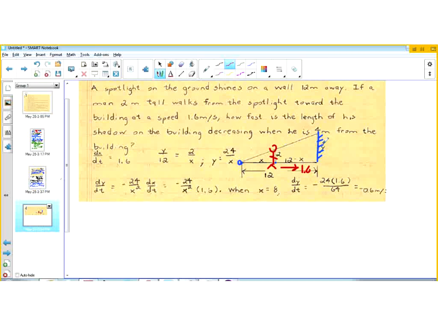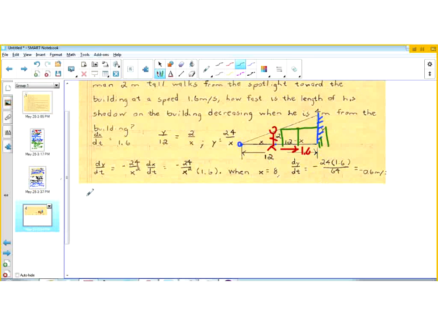So here's how we'll deal with it. As the guy walks toward the wall, the length of his shadow will be in terms of y. As he gets closer, this will be the length of his shadow. If he's right here, and then right here, the length of the shadow decreases further down to here. So from the physics standpoint, as he gets closer and closer to the wall, the shadow gets smaller and smaller.